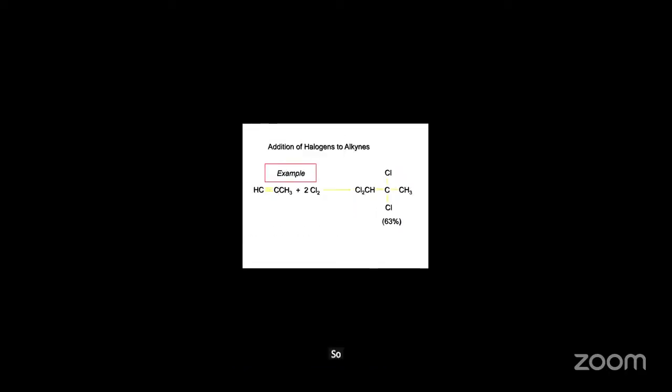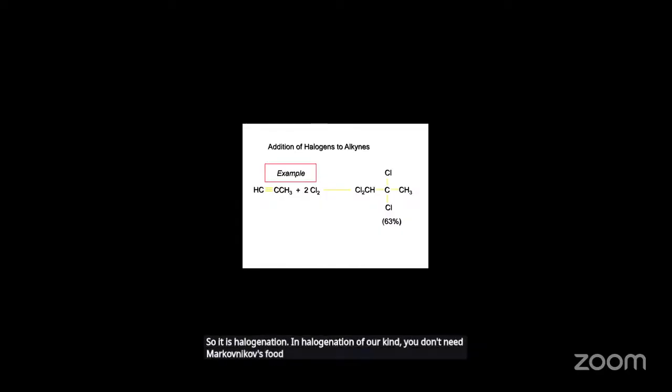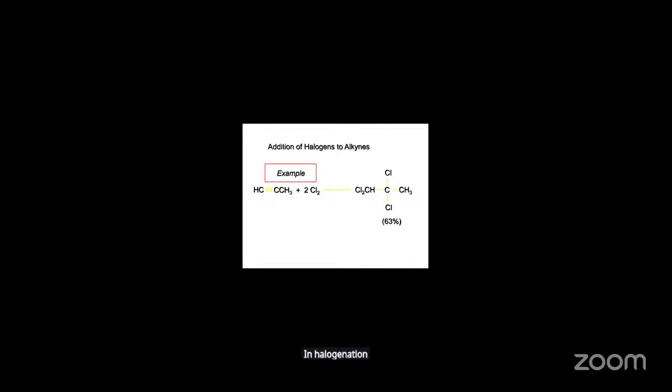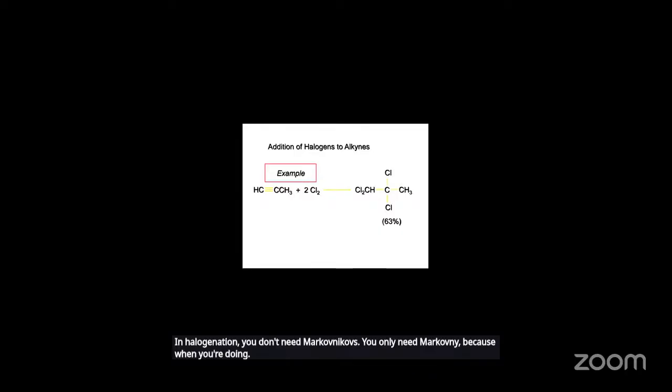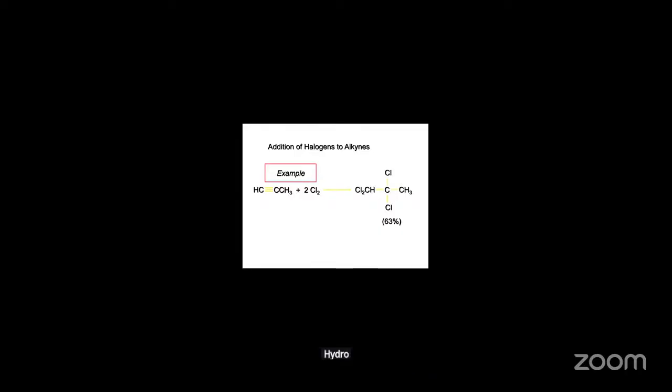So this is halogenation. In halogenation of alkyne, you don't need Markovnikov's rule. Remember, in hydrogenation, you don't need Markovnikov's. In halogenation, you don't need Markovnikov's. You only need Markovnikov's when you're doing hydrohalogenation, only hydrogen and halide. That's when you need Markovnikov's. So in this case, because I'm halogenating, I can add my chlorine anywhere. It does not affect anything.